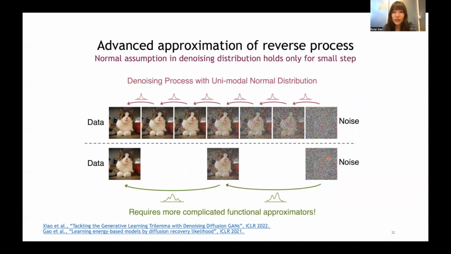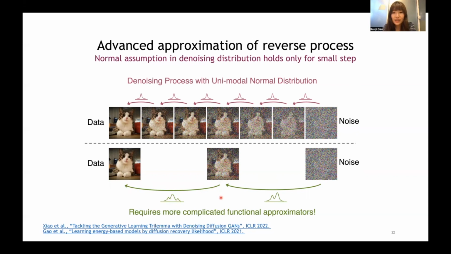Unfortunately, the answer is no. This normal assumption in the denoising distribution holds only when the noise added between adjacent steps is small. If we want to use fewer diffusion time steps in training, then we can see that the denoising distribution is not a unimodal normal distribution anymore. It tends to be multimodal and more complicated.